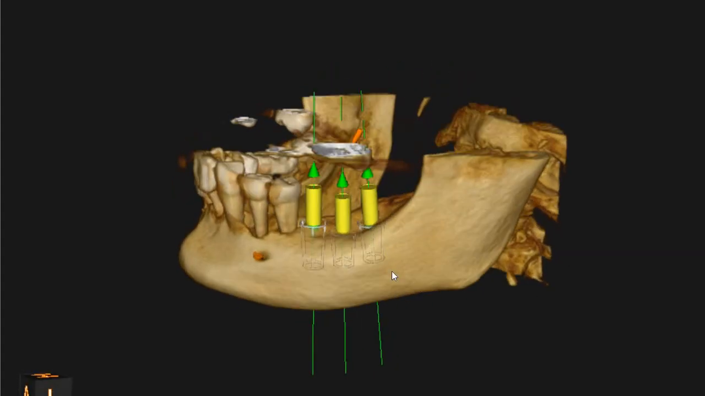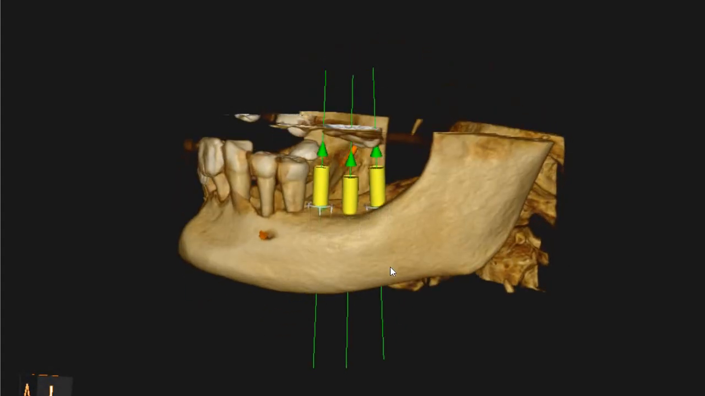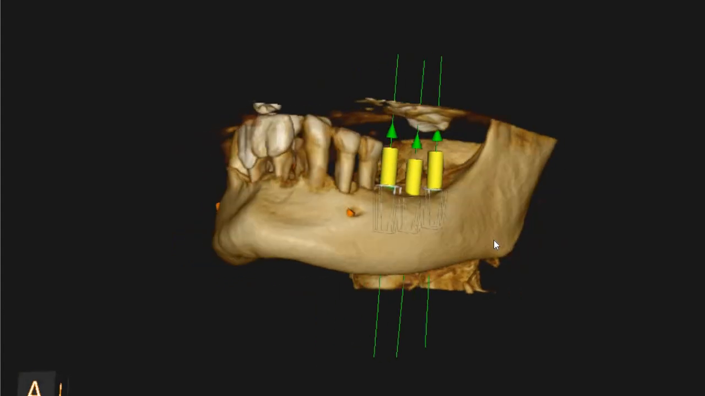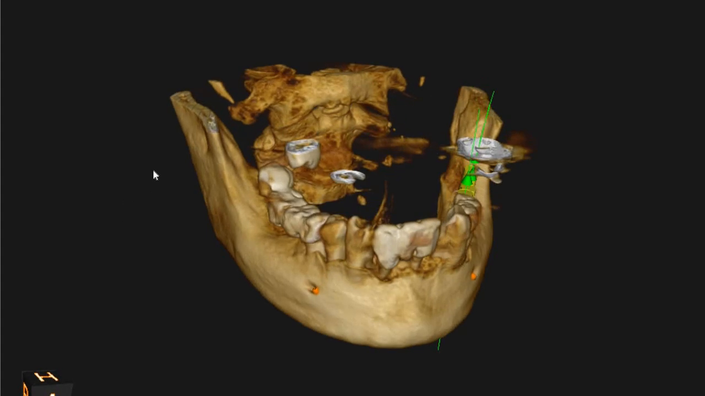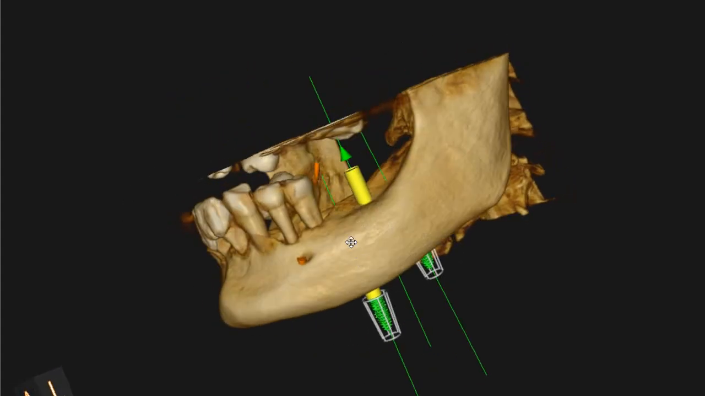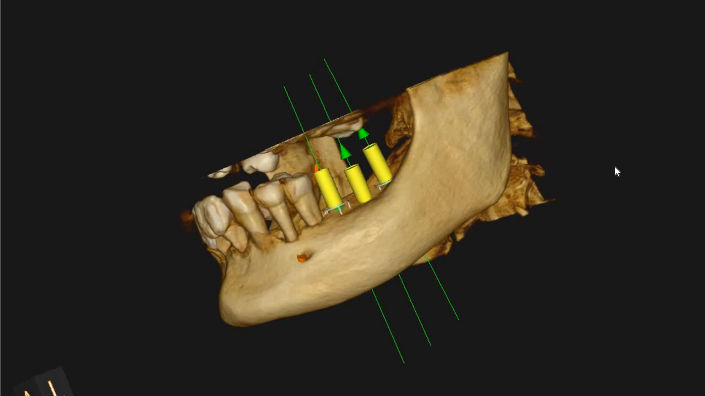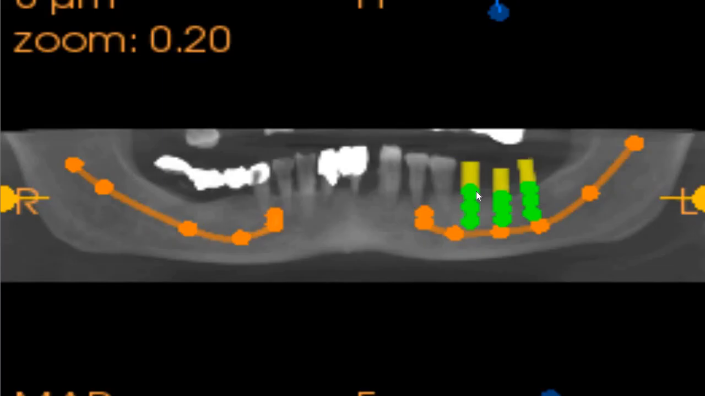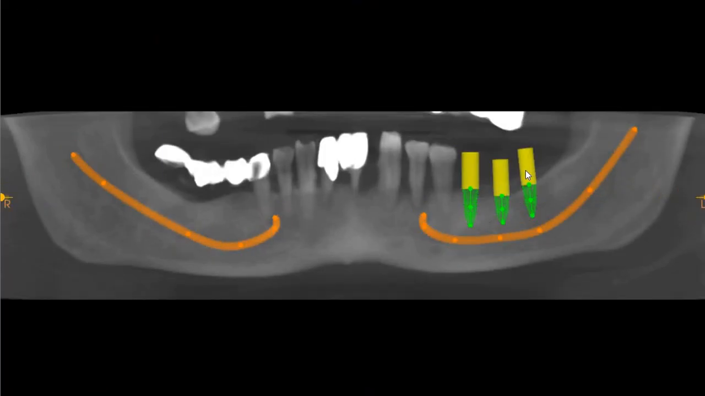As you can see, we've tried to place the implants not just center of the ridge, but the area which has the maximum bone support as well as which can be prosthetically restored nicely as well. So moving to the transaxial view for our kind doctor so that they can have a look at the implants that are placed. There we go. So these are the three implants, the premolar, the molar, and the second molar.